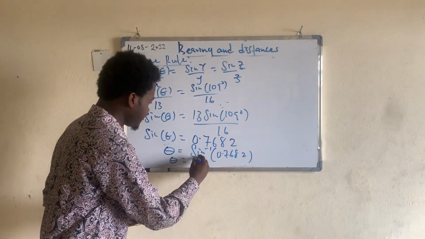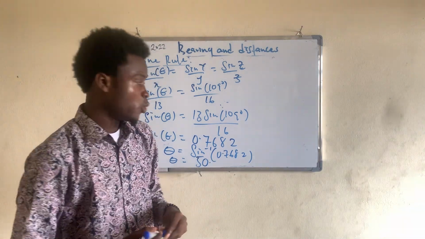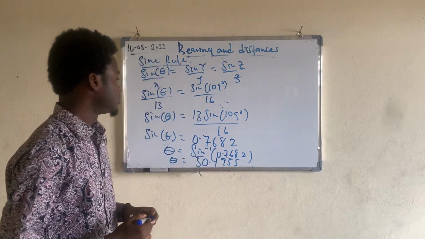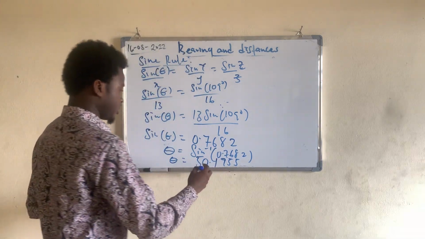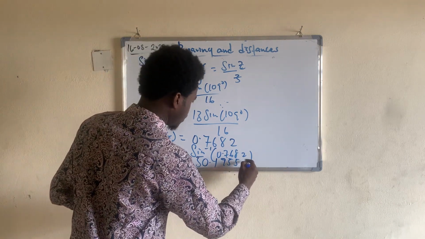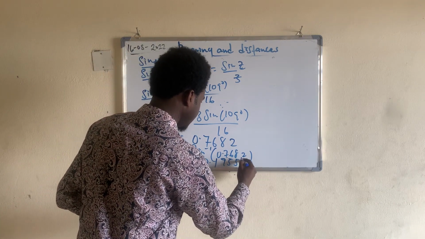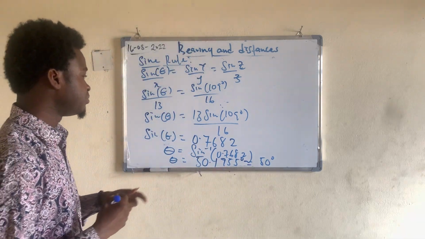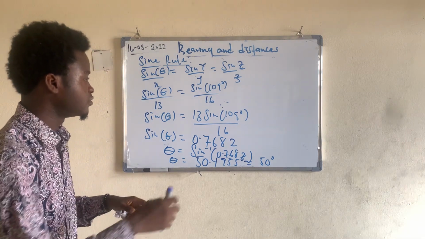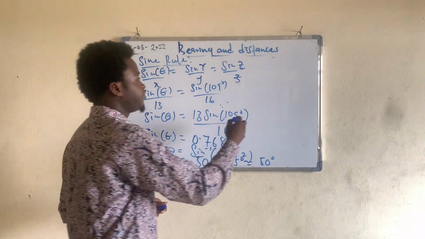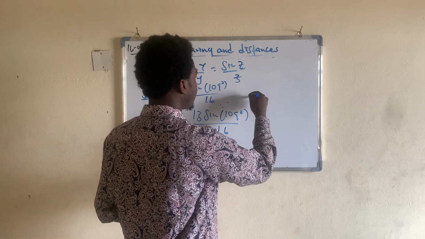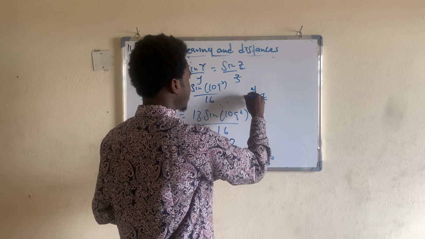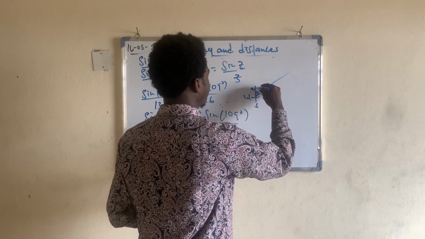Punching this in our calculator, we have 50.1955, taking the sine inverse of that. So to two significant figures, this is 50 degrees. But remember, we have to obtain the bearing of the boat from port X. So if we come back to our diagram very well, north, south, east, and west, this was 065 degrees.